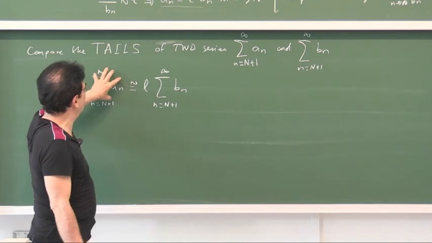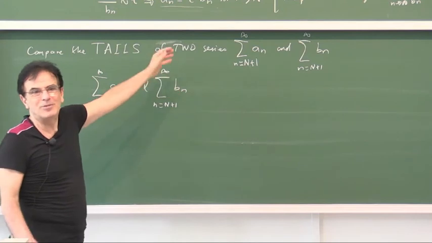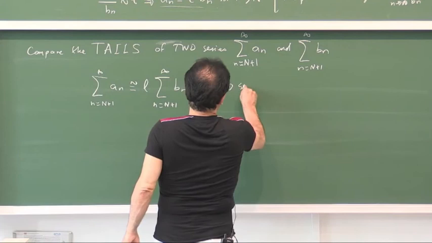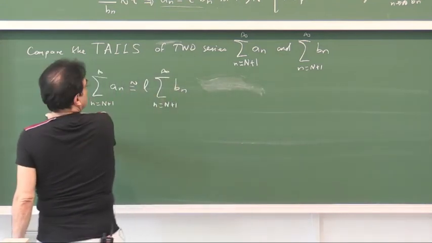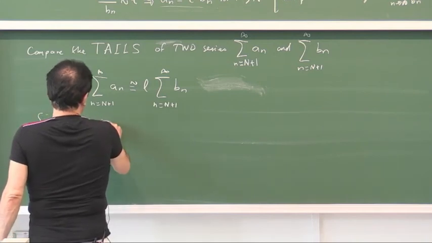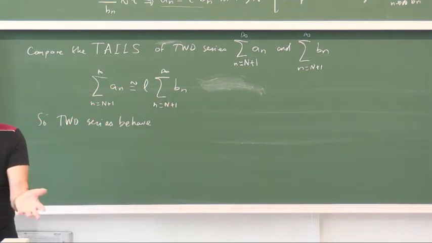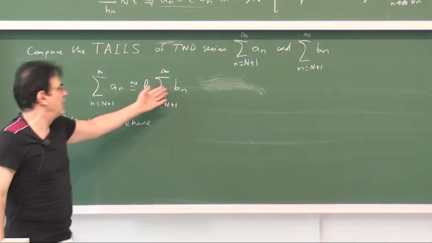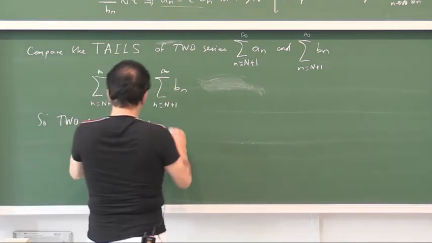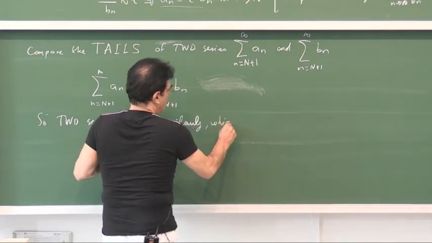Good? Therefore, the two series behave similarly because L is a finite positive number. So the sum of sigma an, the first series, is approximately L times that of sigma bn. So the two series behave similarly because they are multiples of one another. And we know that if we multiply a series by a constant, convergence behavior doesn't change. So the two series behave similarly, which completes the proof.